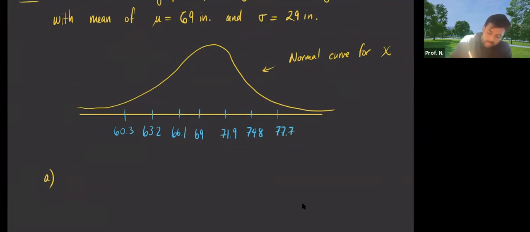Okay, so this is the mean. And then this is one standard deviation from the mean, mu plus sigma. This is one standard deviation from the mean to the left, so mu minus sigma. This is going to be mu plus 2 sigma, mu plus 3 sigma, and so on.